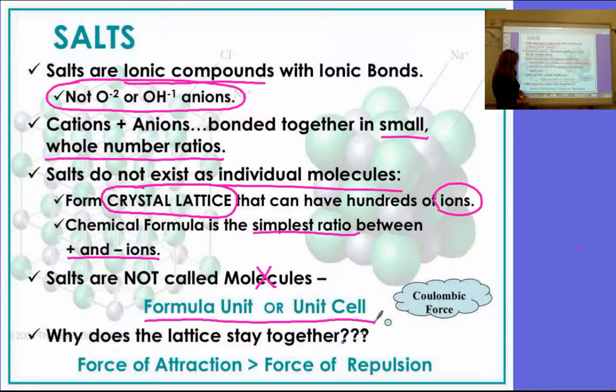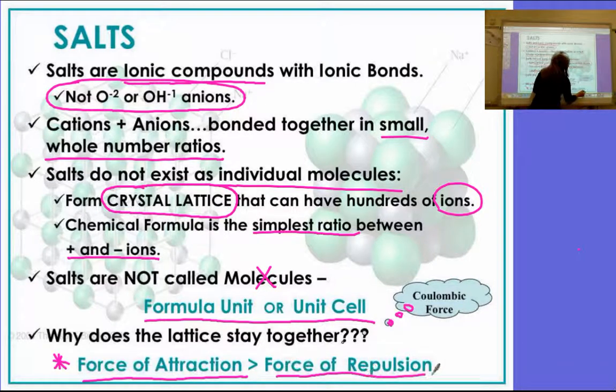Now, why does this big structure stay together? It has to do with Coulombic force. The forces of attraction, the positives attracting the negatives, must be a lot stronger than the force of repulsion, which, if you think of a magnet, would be the negatives repelling the negatives, or the cations repelling the other cations.